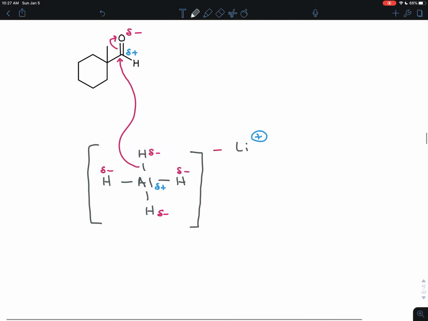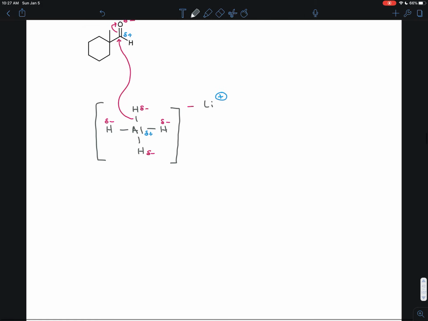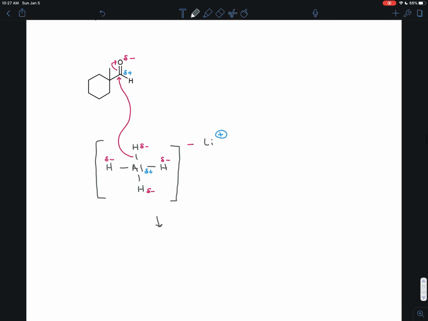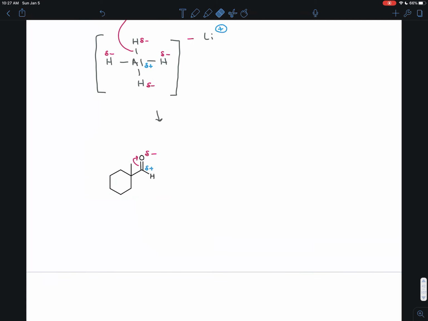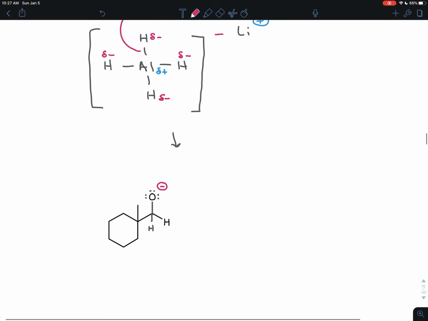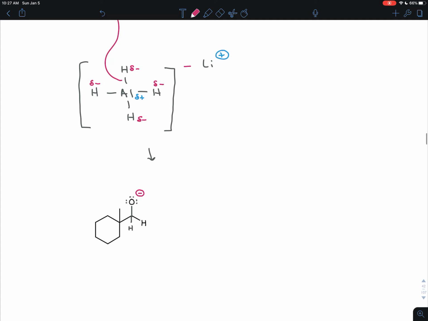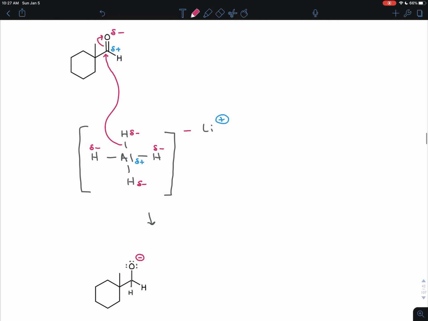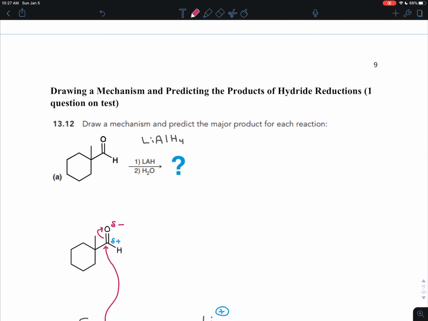And so what we have after this first step of this mechanism is this same structure, but the pi bond will be broken and we'll have a hydrogen bonded down here from the lithium aluminum hydride. I'm going to redraw that bond so it's more even. Okay. Now at this point, this oxygen has a full negative charge. So we're almost done. We've reduced the number of bonds to the oxygen, but we just have to stabilize that oxygen now. And that's what the water is doing in this second step.